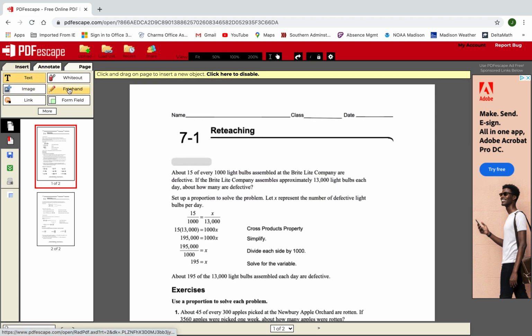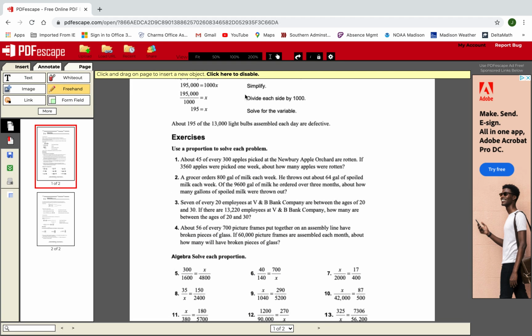Let's make sure we have a color still. We do. All right. Using a proportion to solve each problem, it says about 45 out of every 300 apples picked at the apple orchard are rotten. So 45 out of 300 are rotten. If 3560 were picked one week, how many were rotten? So make sure that you know that the proportion 45 over 300 is rotten over picked. So if 3560 were picked, then that's going to go on bottom. So we have a proportion 45 over 300 equals x over 3560, and we're simply cross multiplying here.